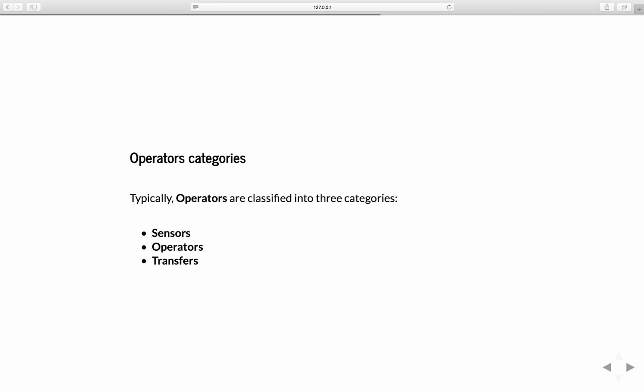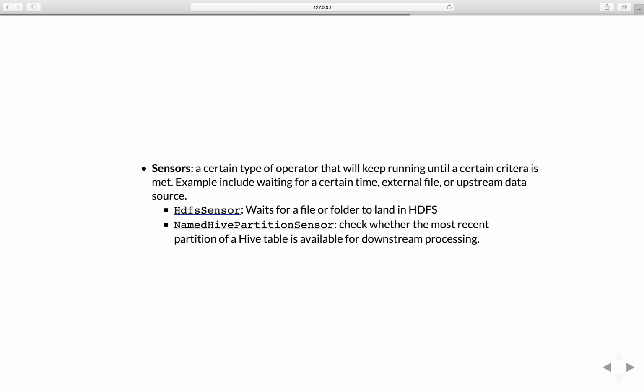So we talked about operators and tasks, but there are multiple categories of operators. Typically, operators are classified into three categories: sensors, operators, and transfers. So the first category is sensor. A sensor is a certain type of operator that will keep running until a certain criteria is met. Examples include waiting for a certain time or an external file or upstream data source. So we have, like, two sensors, right? HDFS sensor and named partition sensor.